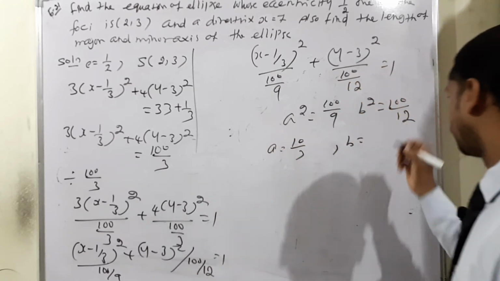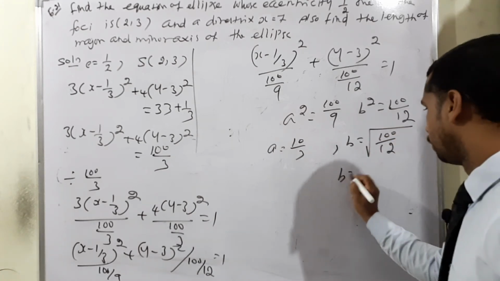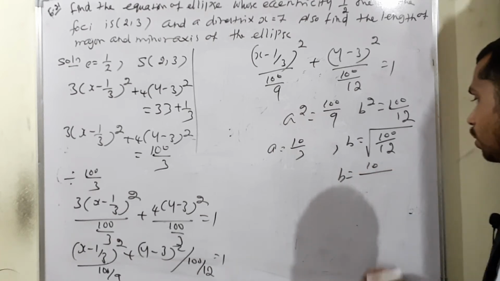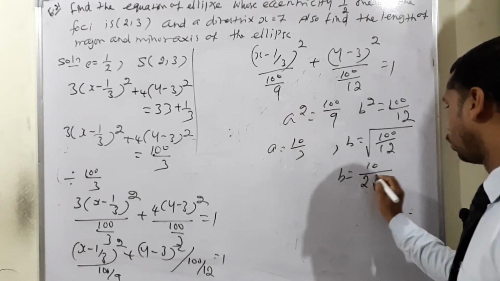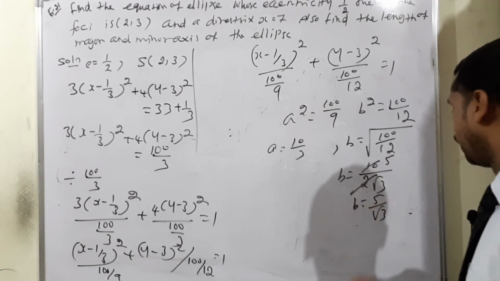But b square, means b is equal to square root of 100 by 12, means b is equal to 10 by square root of 12, means we can split it 4 into 3. So 4 into 3 means value will be 2 root 3. So 2 and 10 cancel means 5. Therefore b value is 5 by root 3.